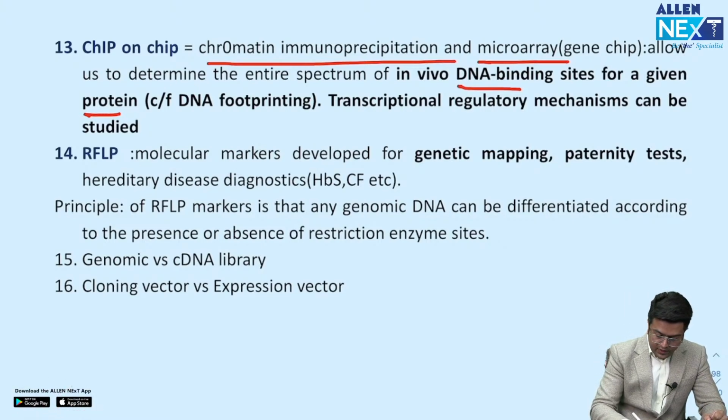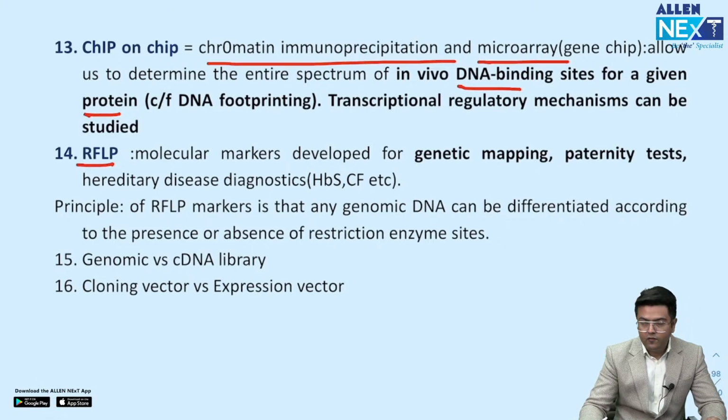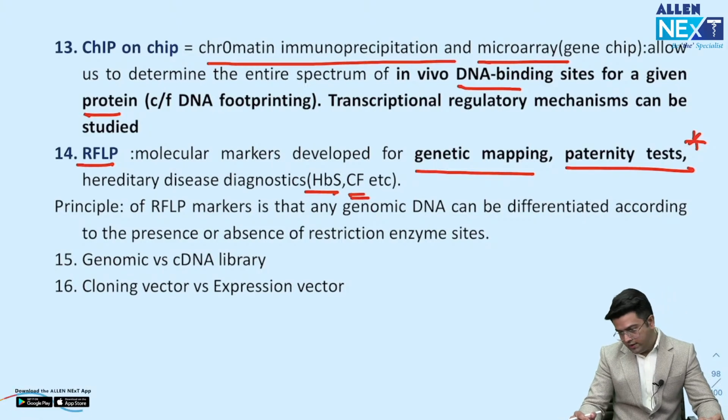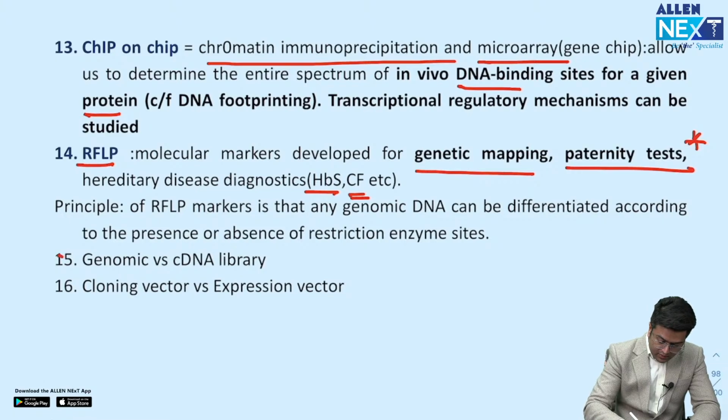And the last one is RFLP, restriction fragment length polymorphism. So guys, restriction fragment length polymorphism is a technique utilized for genetic mapping, paternity test, and diagnosis of disorders like sickle cell disease and cystic fibrosis. So guys, just ignore them. We have already covered them, right?